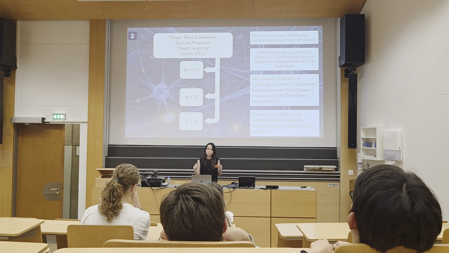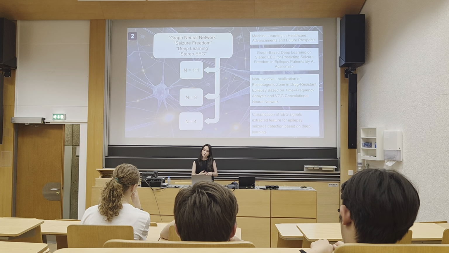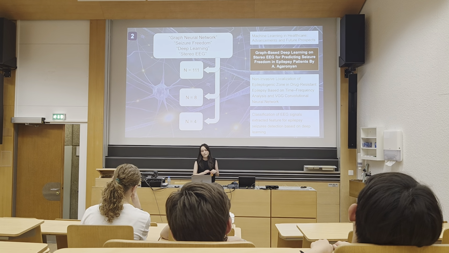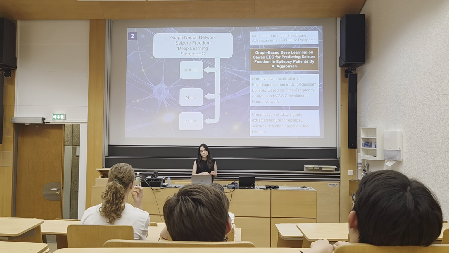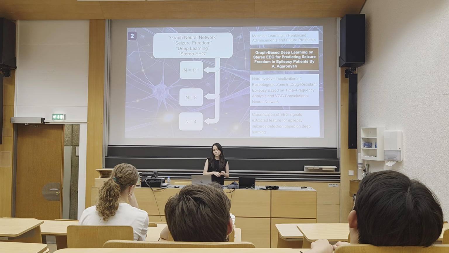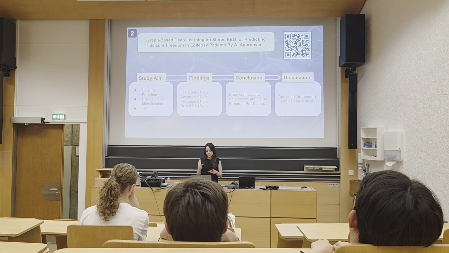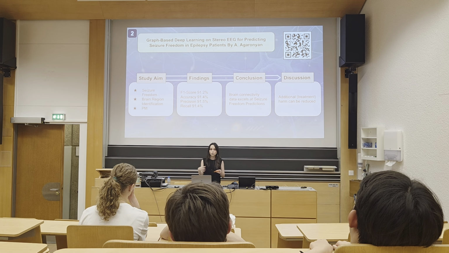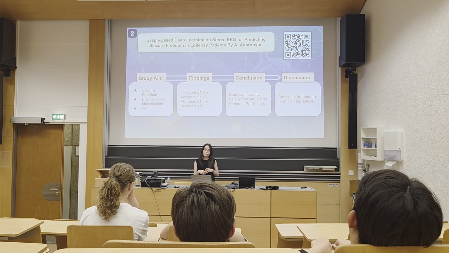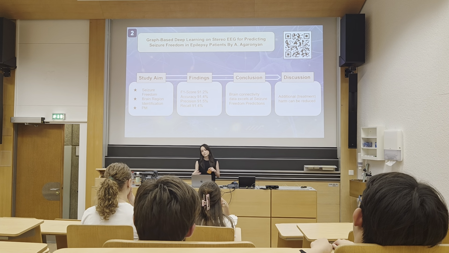Because I wanted my research to be as specific as possible, I decided to choose one of the articles and go into more depth in that. So that article was graph-based deep learning on stereo EEG for predicting seizure freedom in epilepsy patients. And the model is called the GNN model. The GNN model will take local and global features of the brain, and it will take as much data as possible in order to predict both seizure freedom and brain region identification.